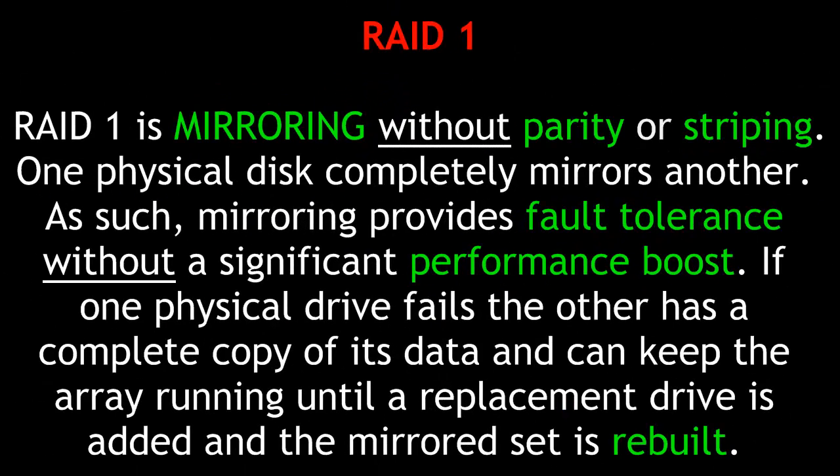After RAID 0 comes RAID 1. RAID 1 is mirroring without parity or striping. One physical disk completely mirrors another. As such, mirroring provides fault tolerance without a significant performance boost. If one physical drive fails, the other has a complete copy of its data and can keep the array running until a replacement drive is added and the mirrored set is rebuilt.